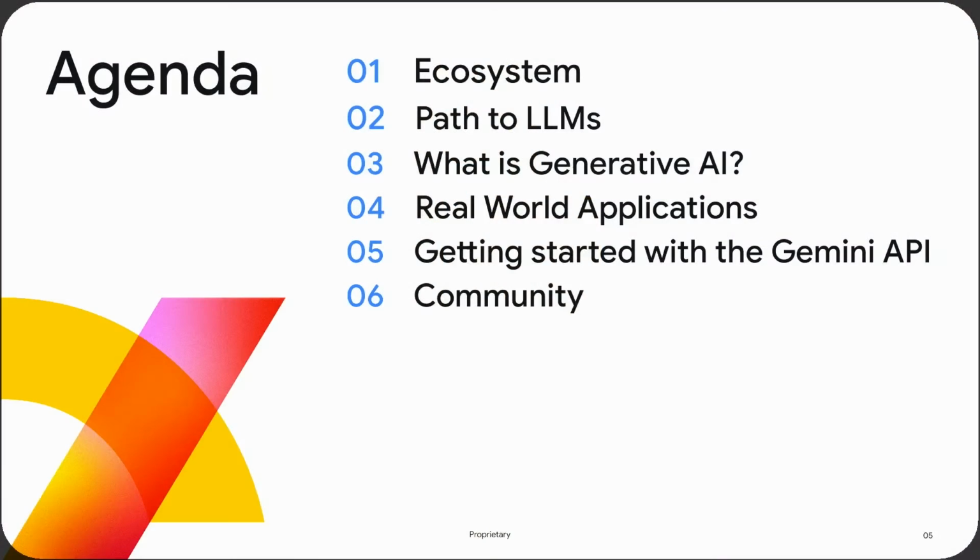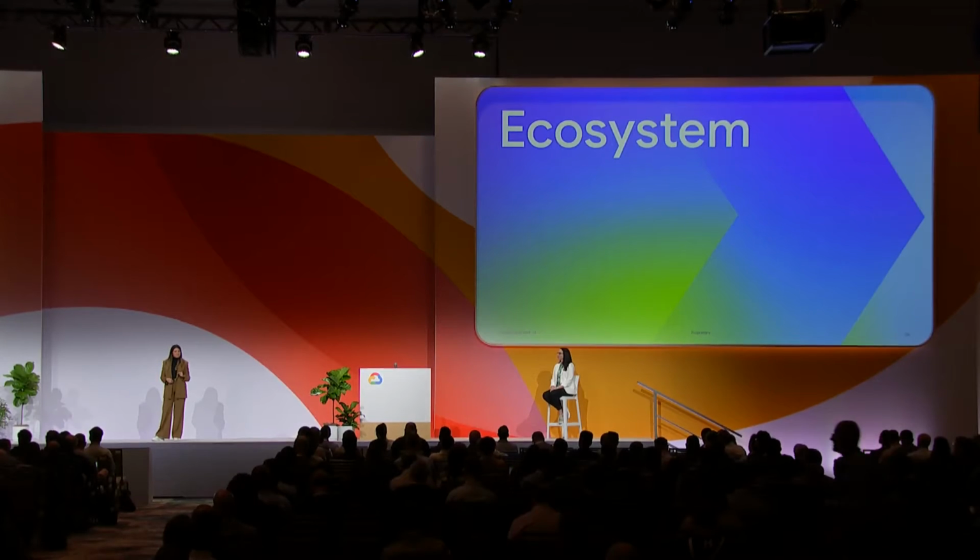In this session, we'll focus on what's new. We'll start by understanding how AI evolved from traditional machine learning models to large language models, and we'll do a deep dive on generative AI. Erin will then guide you through real-world applications and how to get started with the Gemini API, and we'll also talk about prompting and how to get involved in the community. Does it sound like a plan?